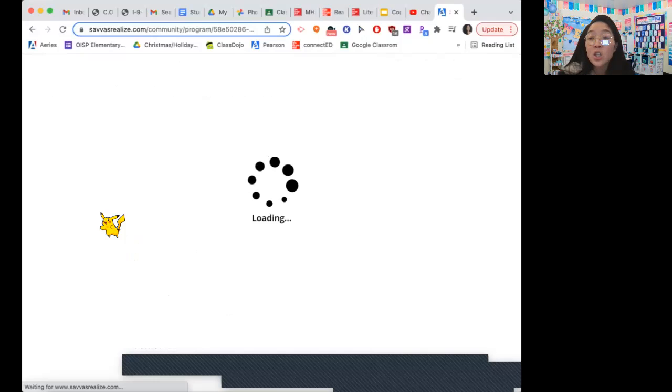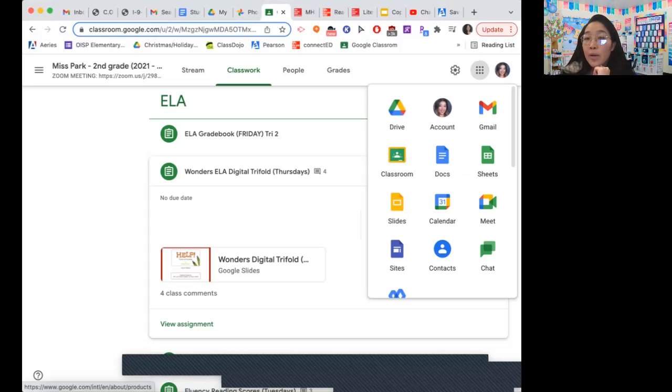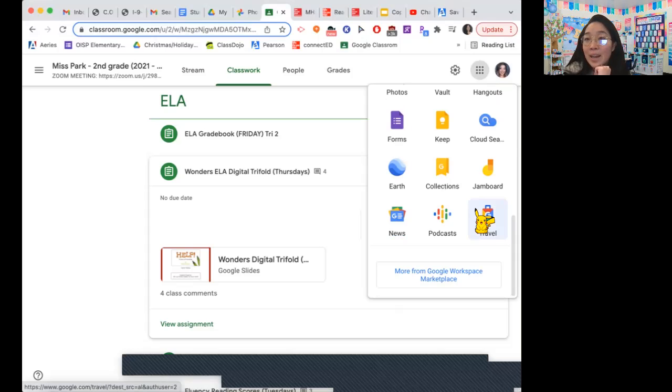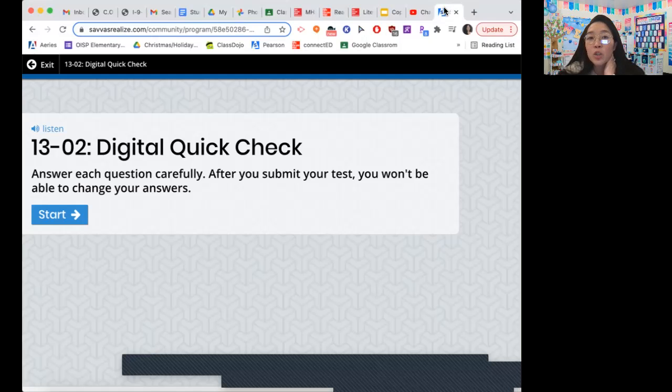All right, your digital quick check is assigned to you. So what do you need to do? You need to go to Google Classroom, click on the waffle, scroll all the way down till you get to Savvas EasyBridge. If you do not see Savvas EasyBridge, you can go to your Gmail, click on the waffle from your Gmail, and if you scroll down, your Savvas EasyBridge should be there. Answer each question carefully. After you submit your test, you won't be able to change your answers.